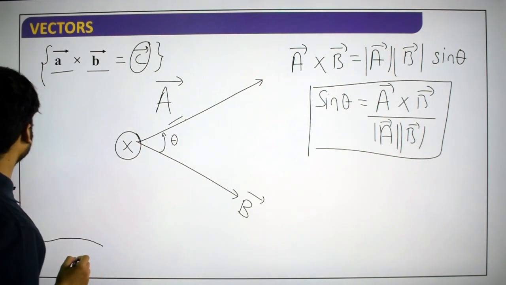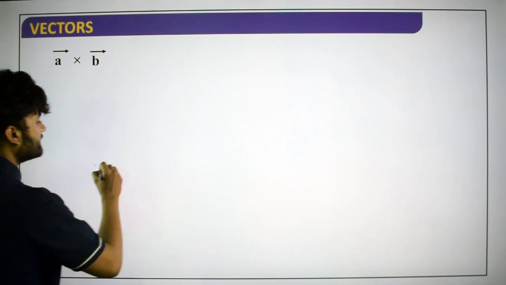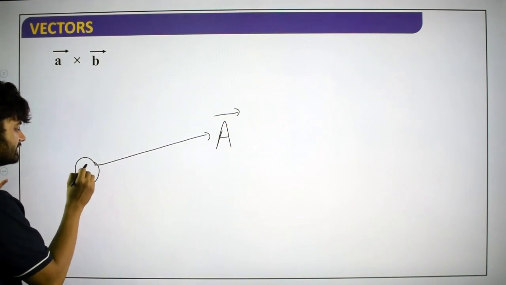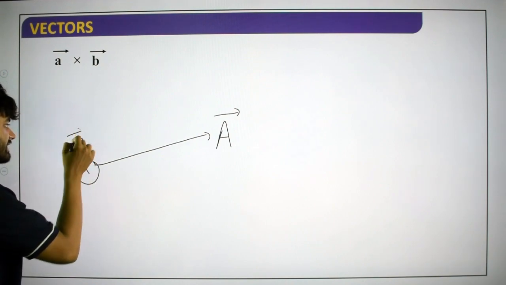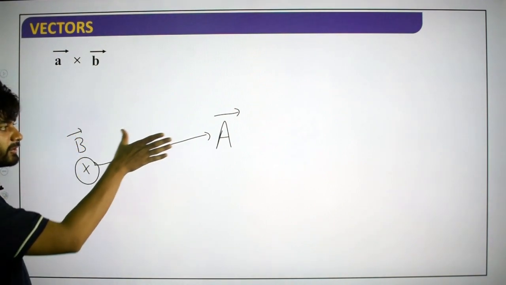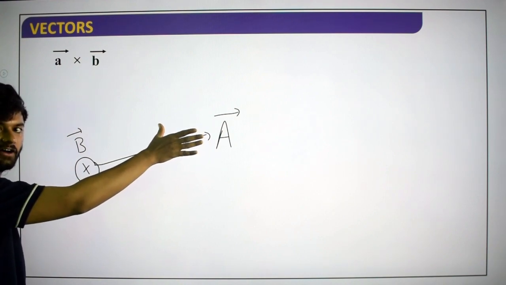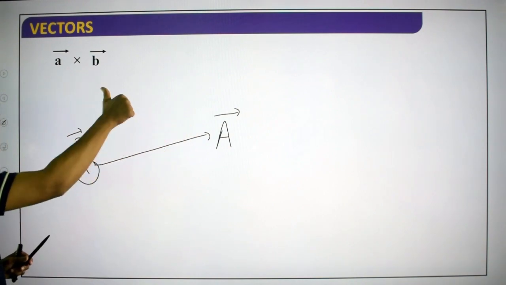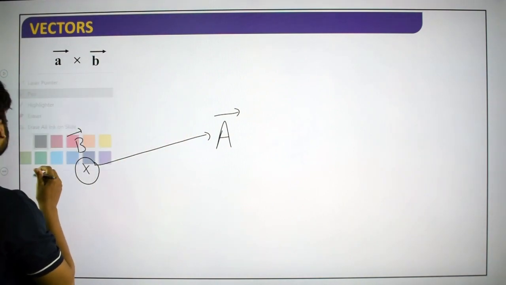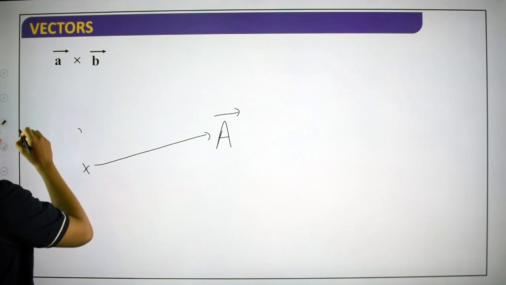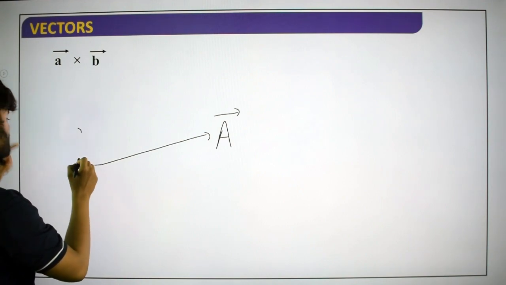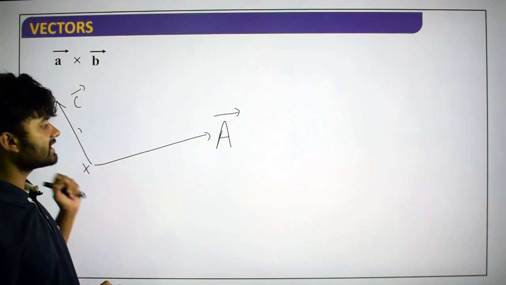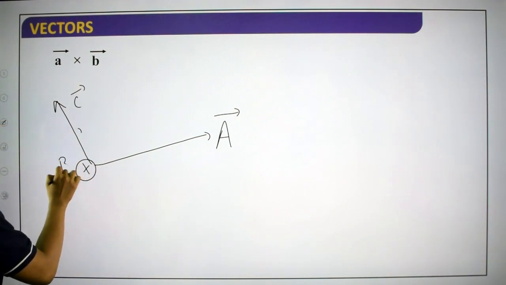Now I am taking one more example. Let's say this is your A vector, and this B vector is inside the whiteboard. I have to put my fingers along this A vector and move my fingers towards this B vector, which is inside. So this is my C vector. The direction of this C vector is along this direction. This is how we can calculate the direction of the resultant.